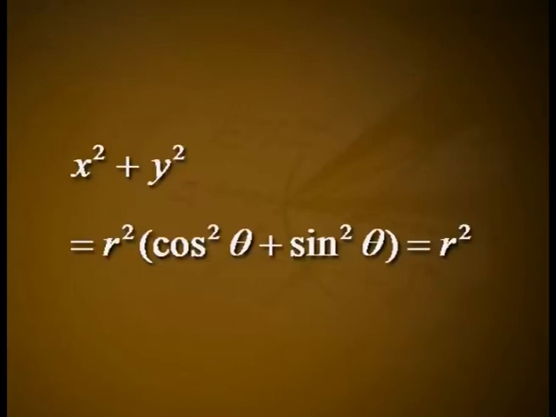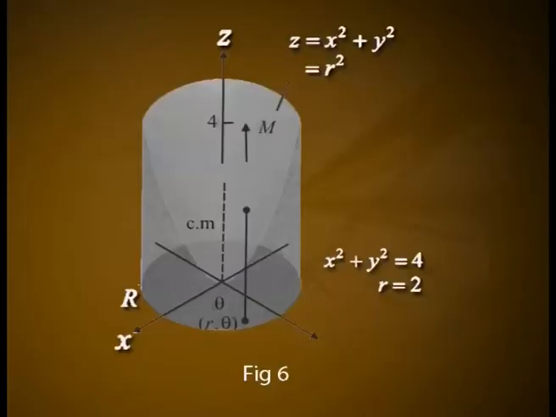Solution. First, we note that with x = r cos θ and y = r sin θ, x² + y² = r²(cos² θ + sin² θ), that is equal to r². A rough sketch of the solid bounded above by the paraboloid z = r² and below by the plane z = 0 is given in figure 6. Its base R is the disk x² + y² ≤ 4 in the xy plane, that is R is the disk |r| ≤ 2 in the xy plane.